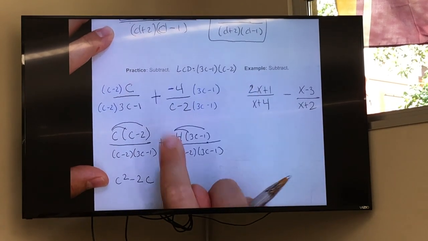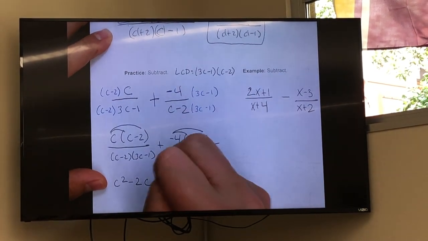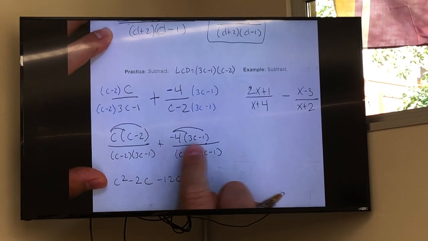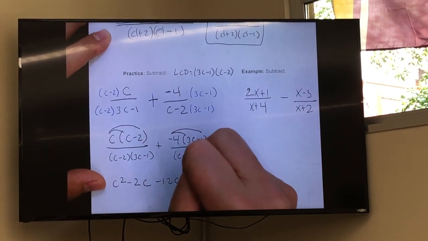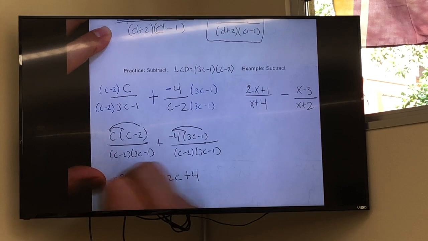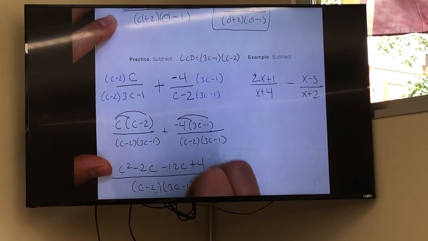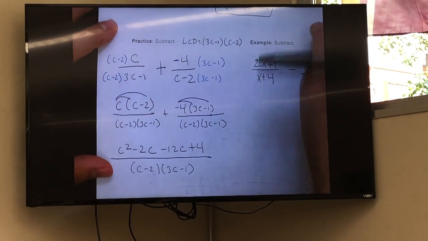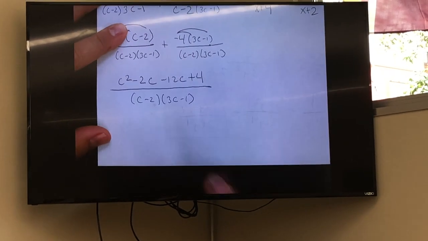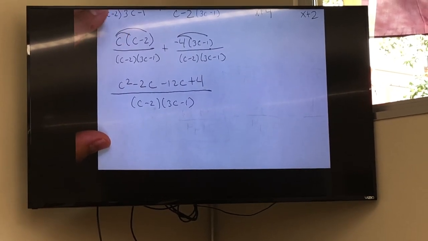Distribute here. Negative 4 times 3c is negative 12c. Negative 4 times negative 1 makes a plus 4, all over our common denominator. From here, it's just combining like terms and seeing if we can cancel at the end.